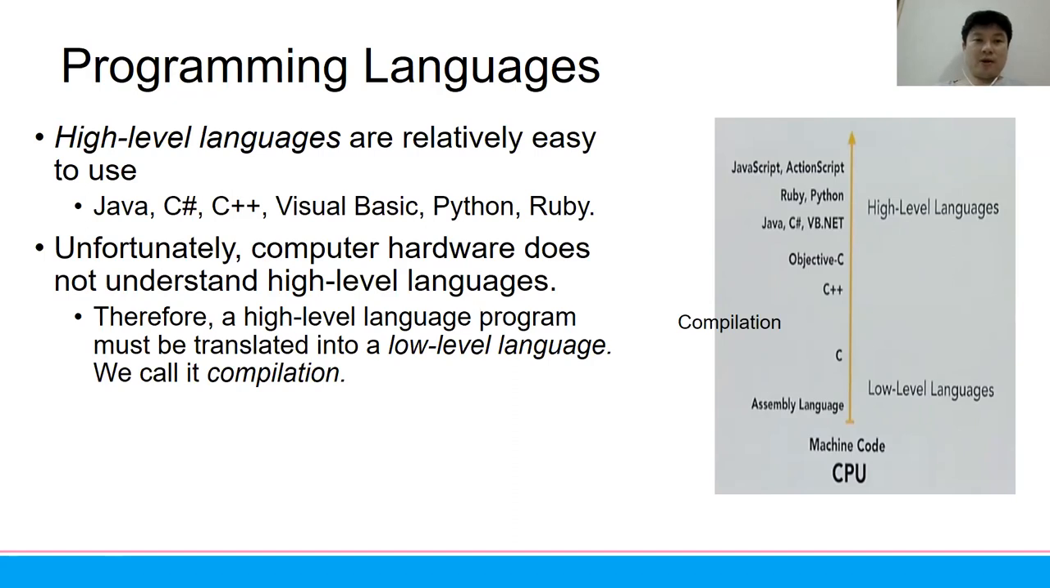And the computer hardware does not understand the high level language. So I already explained to you the compilation. Okay? So the compilation is the translation from the high level language into the lower level language, so the machine or the CPU can understand it.